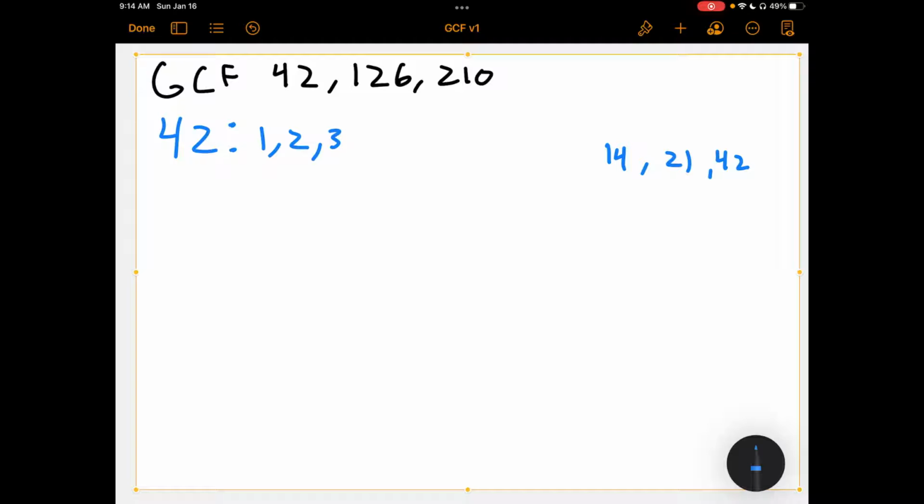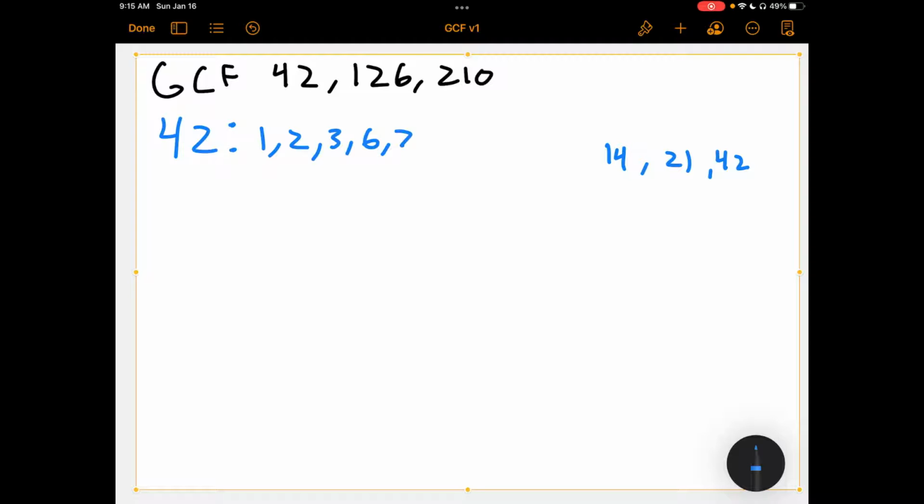So we'll go to our next number, 42 divided by 5. Again, that does not give you a whole number. It gives you a decimal, so we don't write that number down. We want the numbers that divide evenly into it. So we go to our next number, 42 divided by 6. So 42 divided by 6 is actually 7. So we're going to go 6, and we're going to write 7 right behind it. And you keep going. So 42 divided by 8 does not give us a whole number. 42 divided by 9 doesn't give us a whole number.